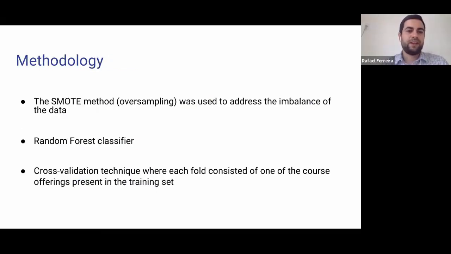We use SMOTE to oversample the data because the data was very imbalanced. We also used random forest classifier as our main classifier because one of the goals of this paper is to analyze different features that predict different classes of cognitive presence. We decided to go for a white box classifier. And we use a cross-validation technique, but using each course run as a fold, so we divided it in 5 folds in the training phase using the course runs.